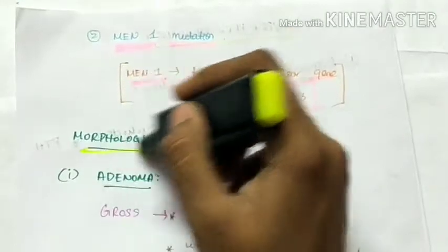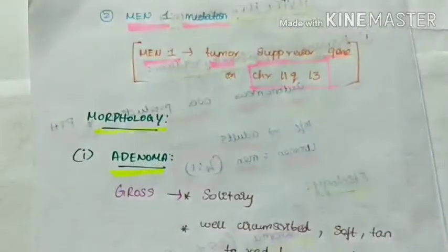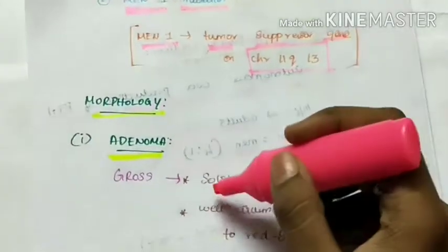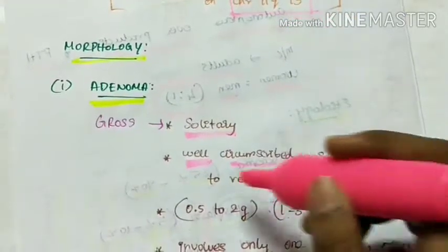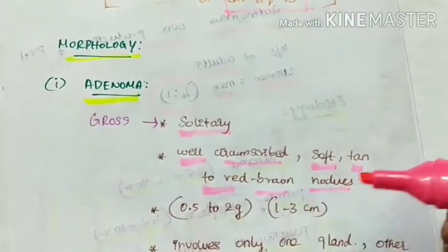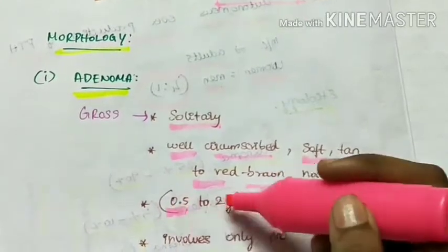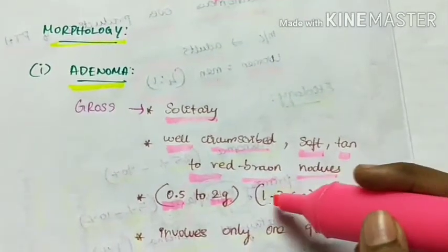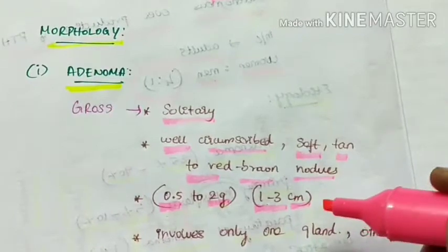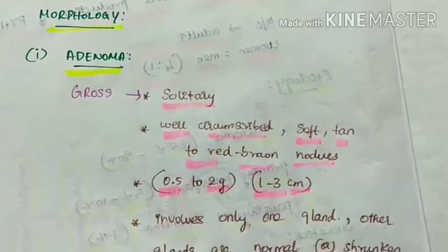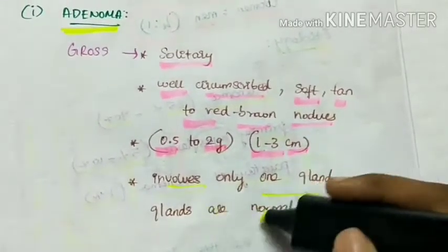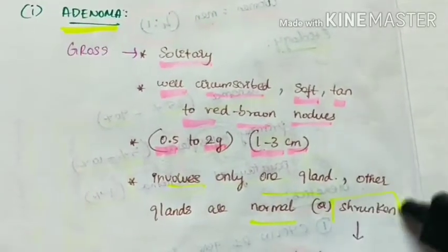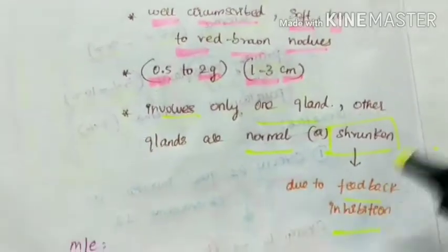Morphology in case of primary hyperparathyroidism. First is adenoma. Grossly, the adenoma is solitary, well circumscribed, soft, tan to red-brown nodules, and the gland weighs 0.5 to 2 grams and it is 1 to 3 centimeter in diameter. And the parathyroid adenoma involves only one gland, and the other glands are normal, or they can either be shrunken due to feedback inhibition.